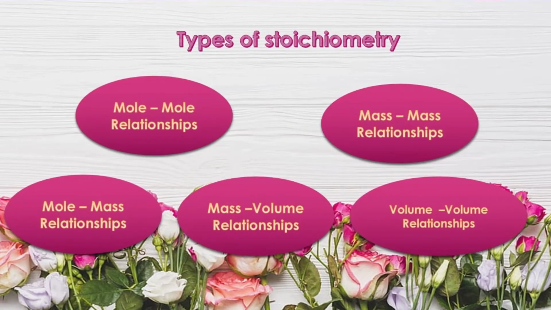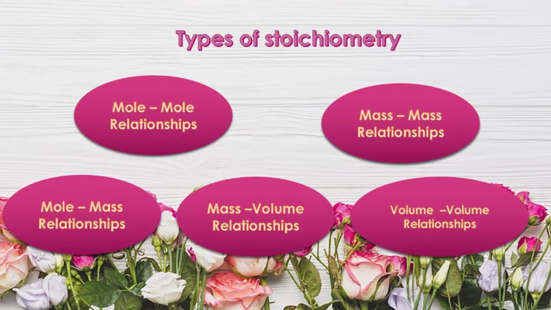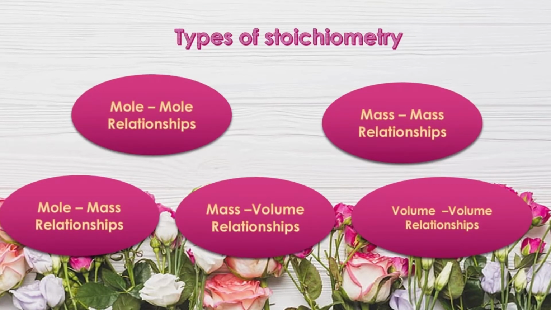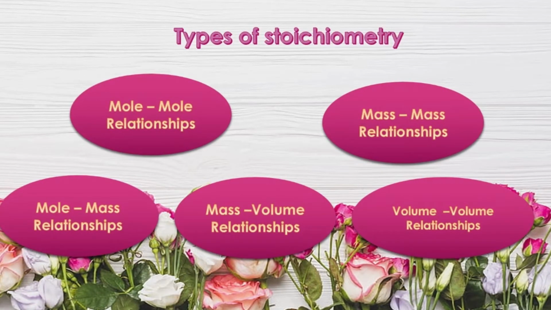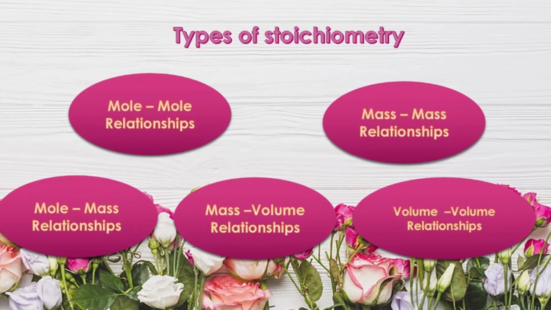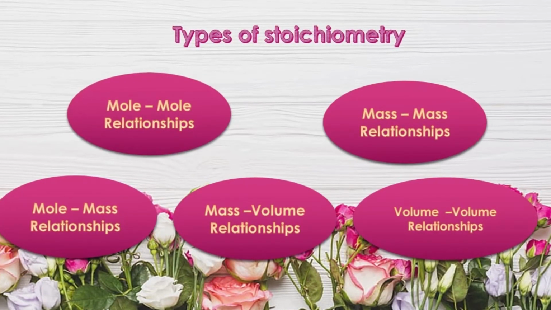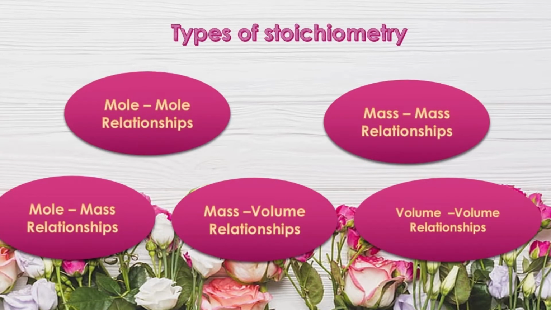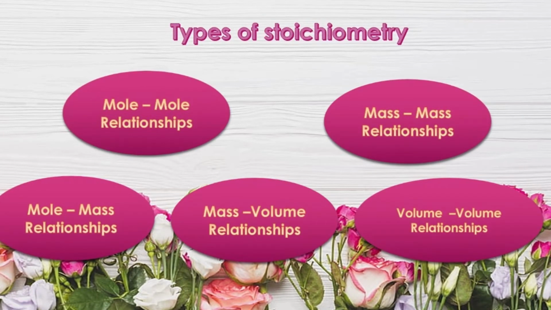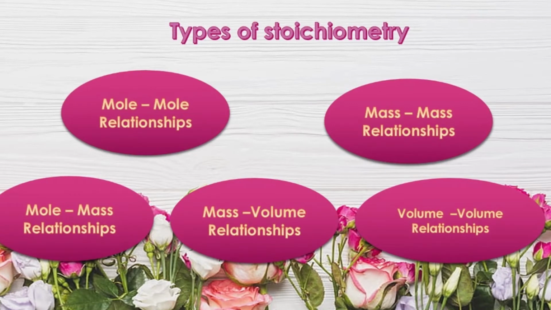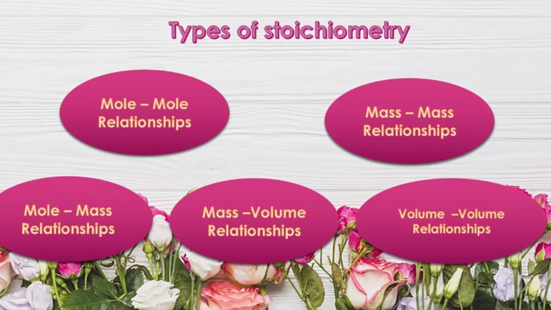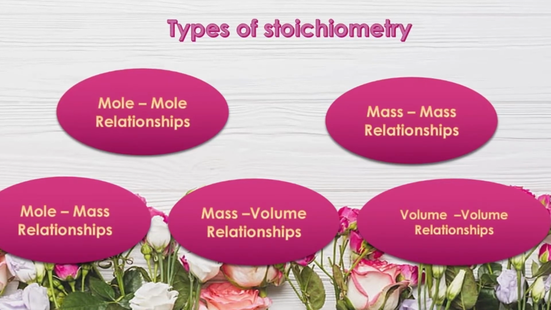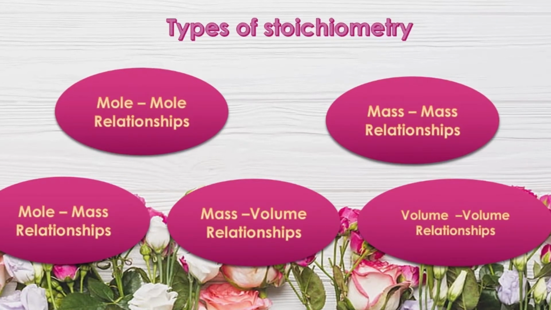Solving stoichiometric problems is very important. For that, you should know how to apply the mole concept and to balance the chemical equation, and you should take care while doing any conversions. The problems based on stoichiometry can be classified into five major types, namely mole to mole relationships, mass to mass relationships, mole to mass relationships, mass to volume relationships, and volume to volume relationships. Regarding each relationship, we will learn in detail.